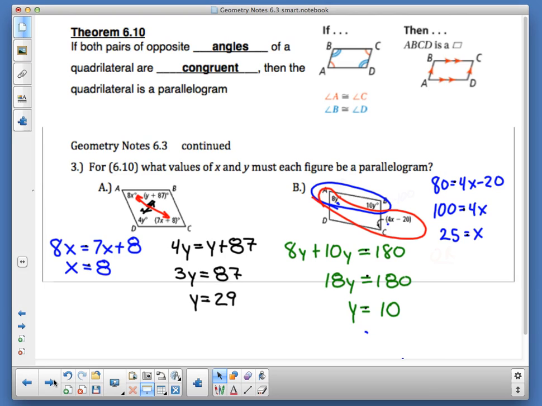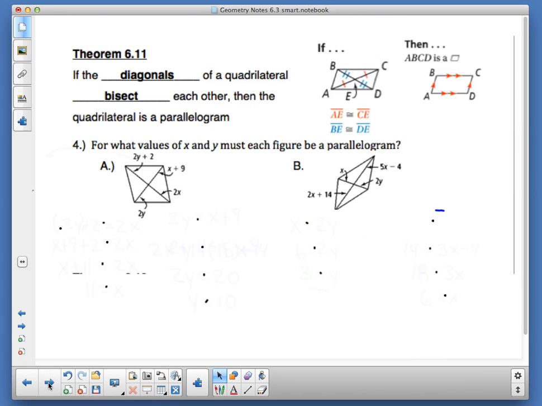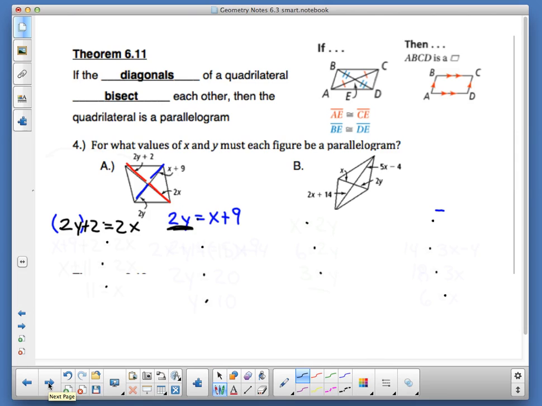Okay, so now we've talked about opposite angles. Let's talk about diagonals bisecting each other. If diagonals of a quadrilateral bisect each other, then the quadrilateral is a parallelogram. Again, I got 2y plus 2 is equal to 2x, and 2y is equal to x plus 9. So I got these two relationships. But notice over here, I got this 2y kind of in parentheses. And people are like, why? Because 2y is equal to x plus 9.